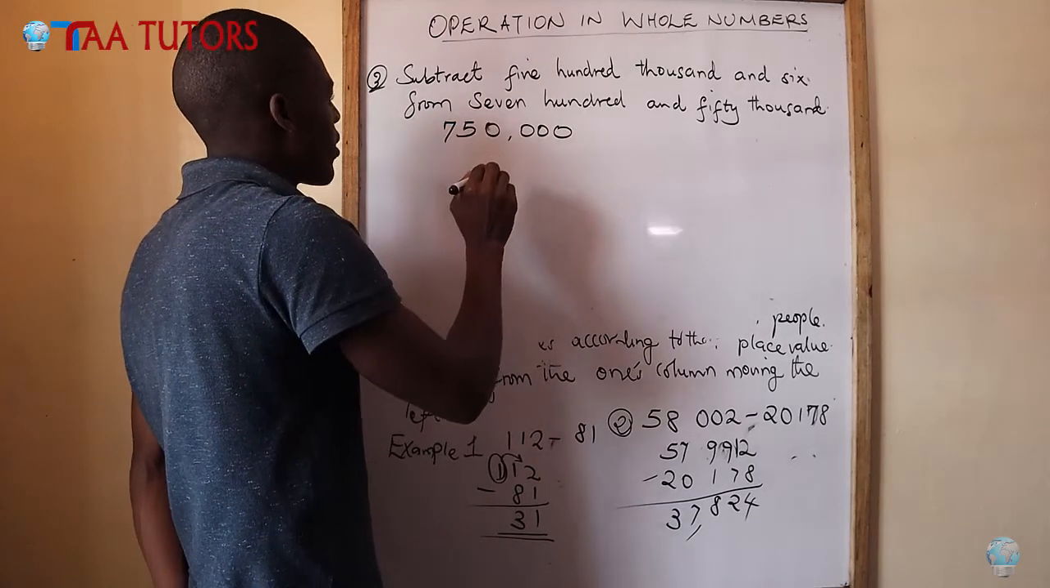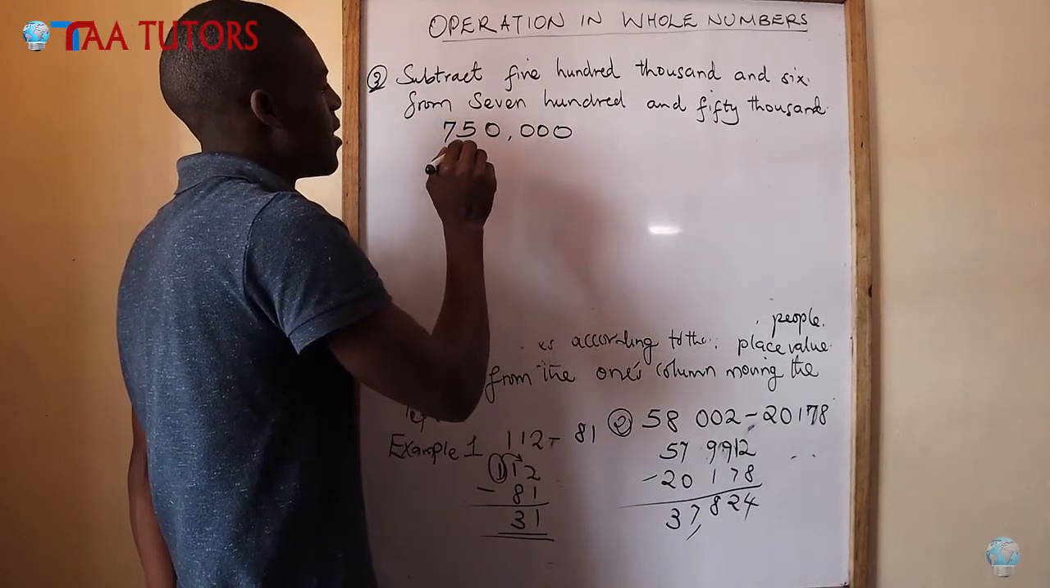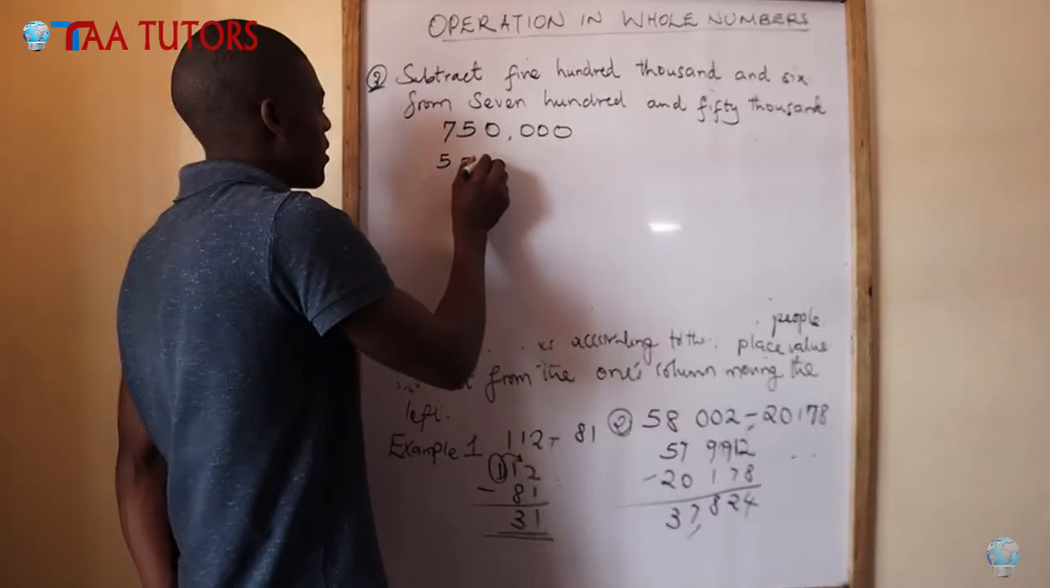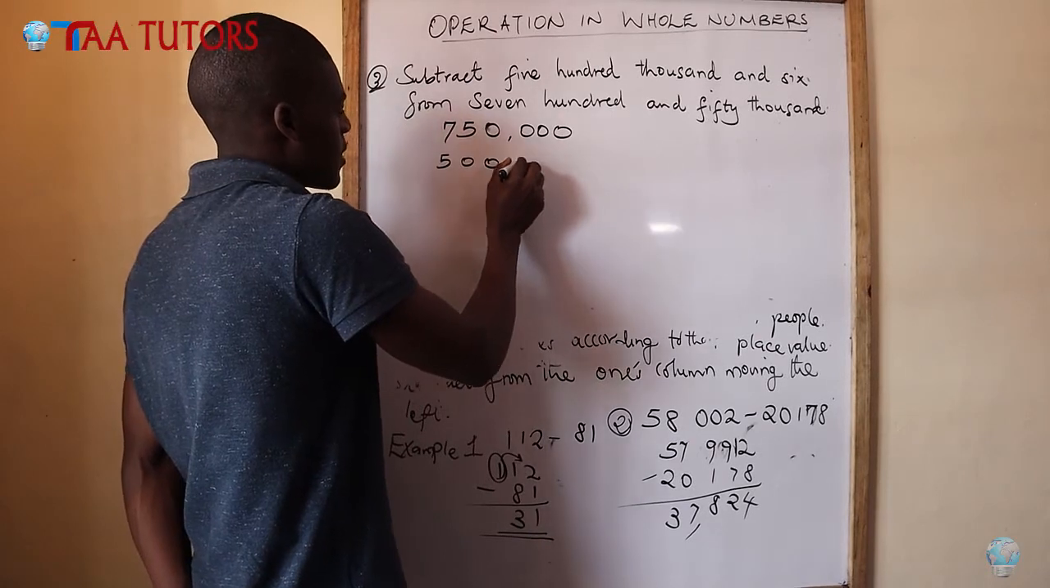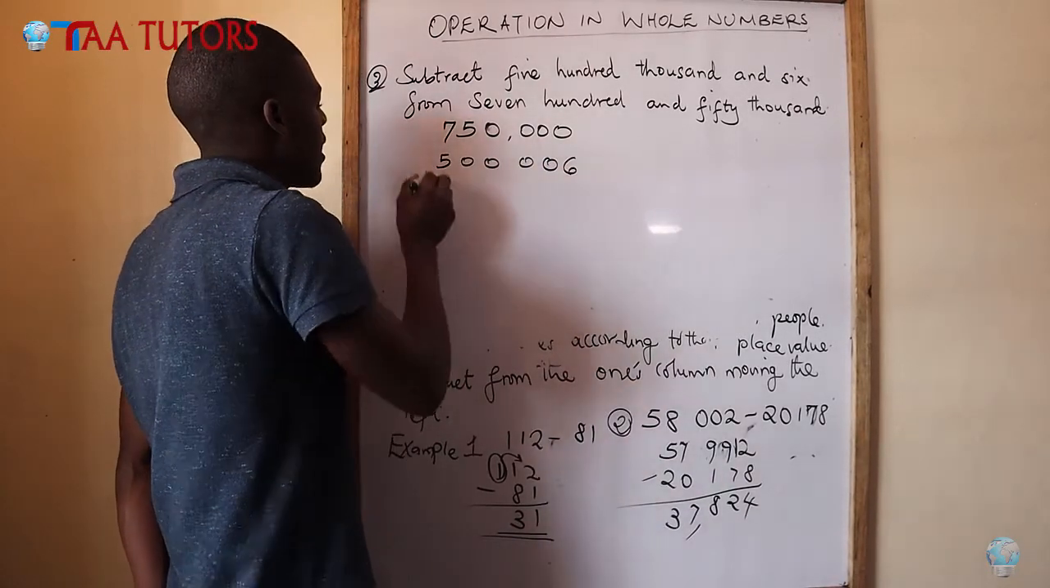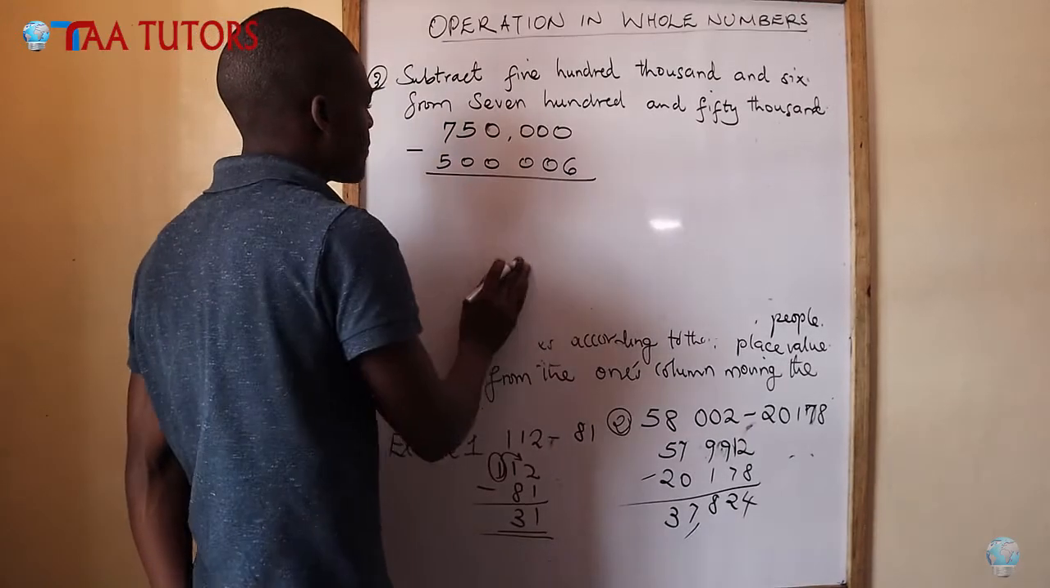Whatever we are supposed to subtract is 500,006. Correct. Now we are able to subtract.